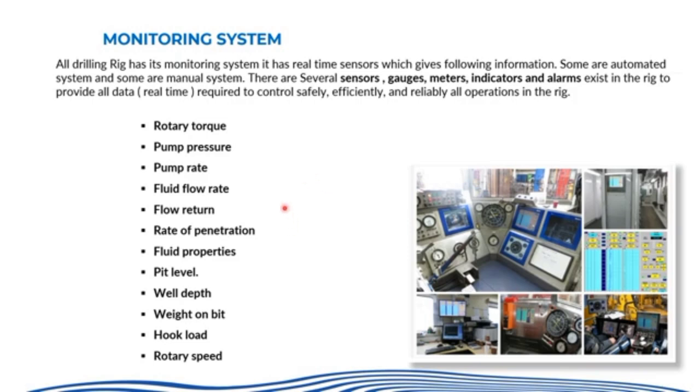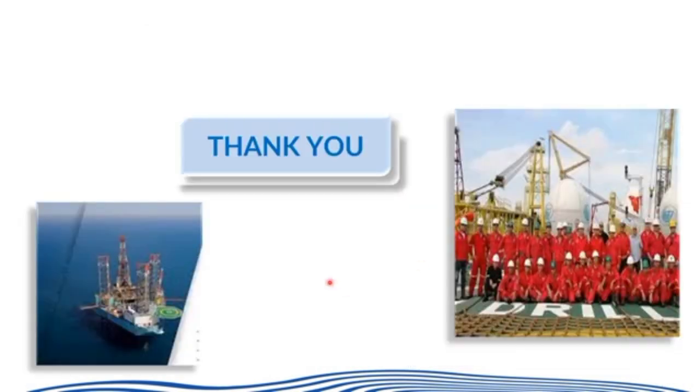But some are automated, and some are manual. For example, the fluid property is not an automatic system, it is a manual system. The mud logger takes the return mud from the shale shaker, time to time and frequently, and analyzes it in a laboratory for the mud properties, okay. So this is brief information about all kinds of systems in the rig.